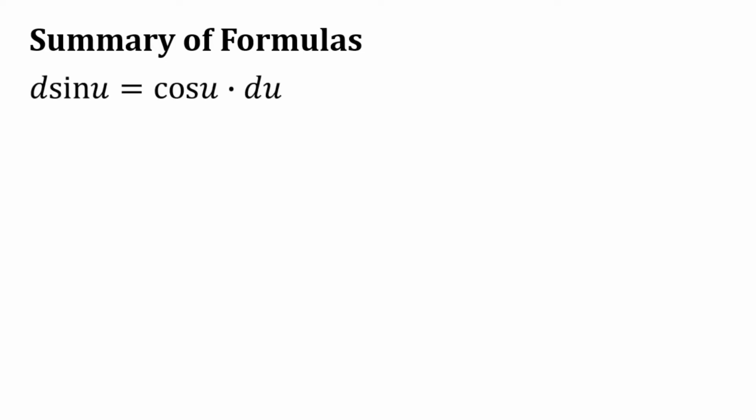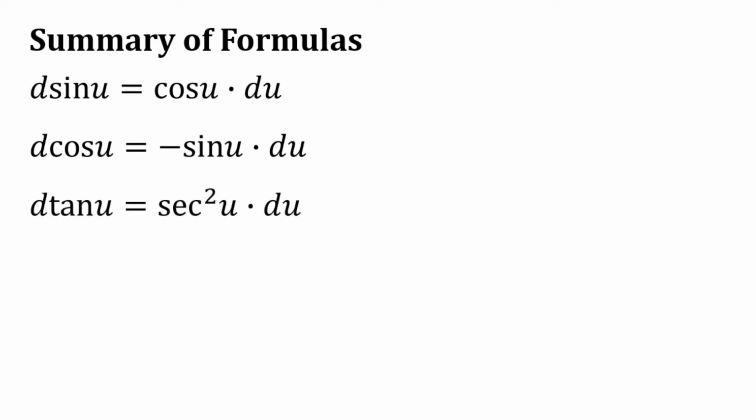The derivative of sin u is equal to cosine u times du. The derivative of cosine u is equal to negative sin u times du. The derivative of tangent u is equal to secant square u times du.